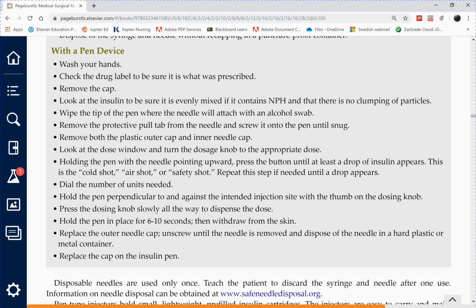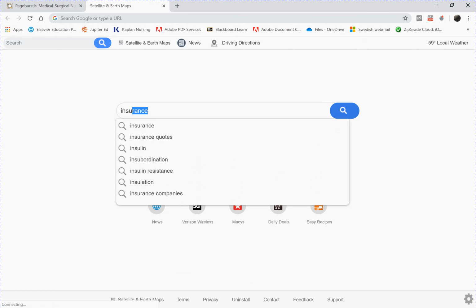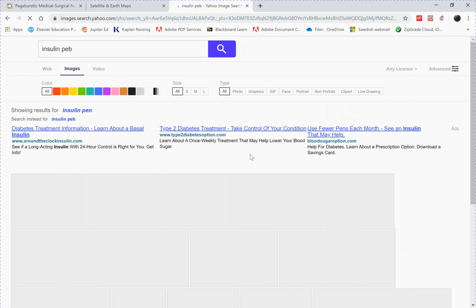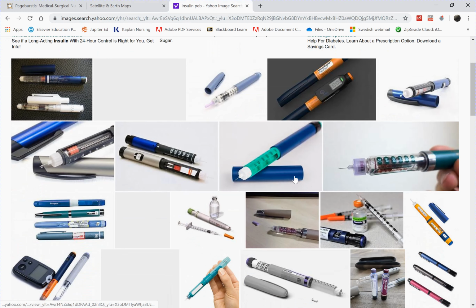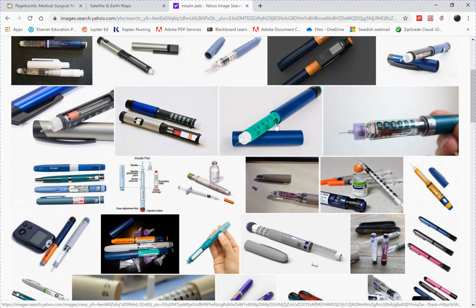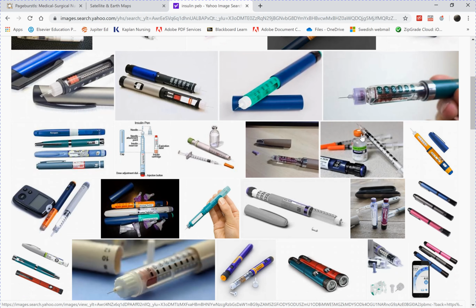The pen device. Let me show you what a pen looks like. Okay, so these are insulin pens. As you can see, the pen actually contains a vial inside. Okay, but unlike a regular vial, wherein here's a picture of a regular vial, right? The only opening is the rubber stopper on top.